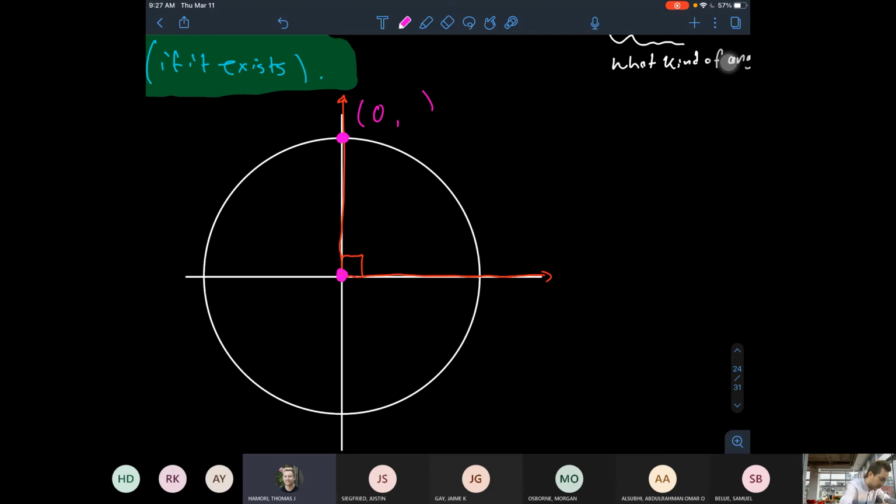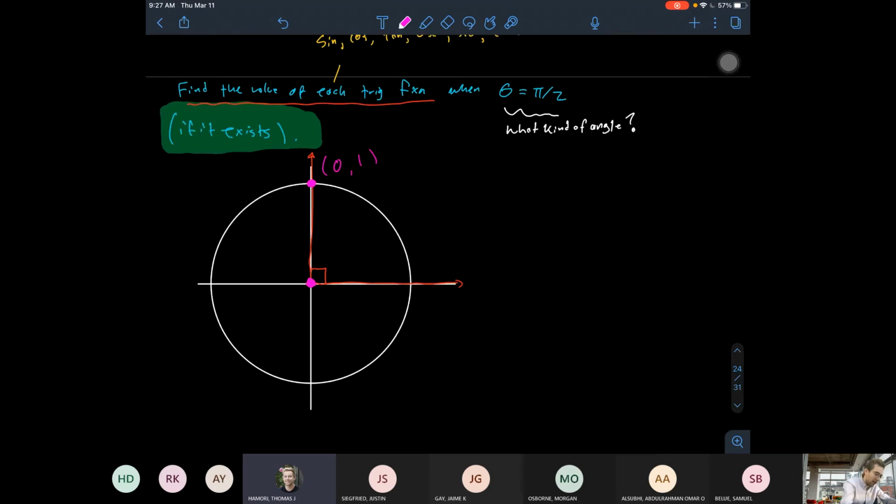So if friend 2 was going to give me instructions and they wanted to tell me how far left and right and how far up and down I should go, well, I should not go left or right at all. I should just go up 1 unit. So this is the point 0 comma 1. Okay, so we have x equals 0, y equals 1.